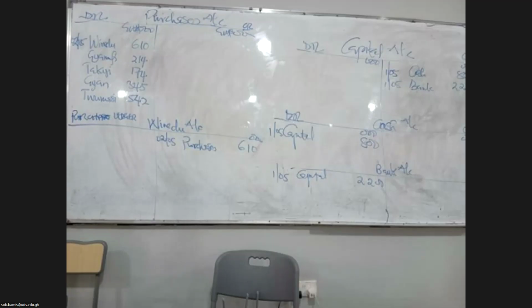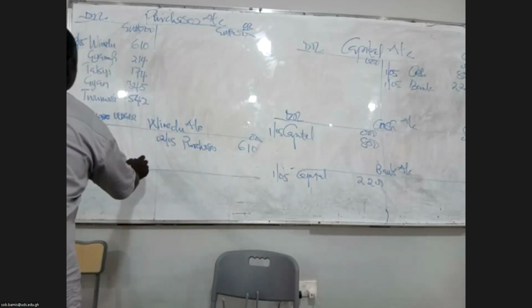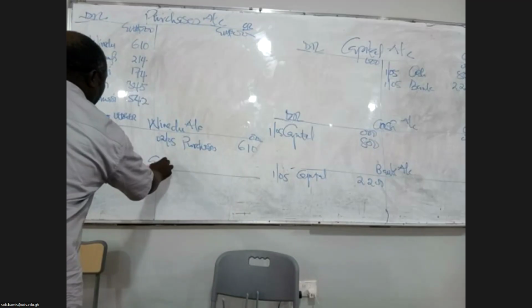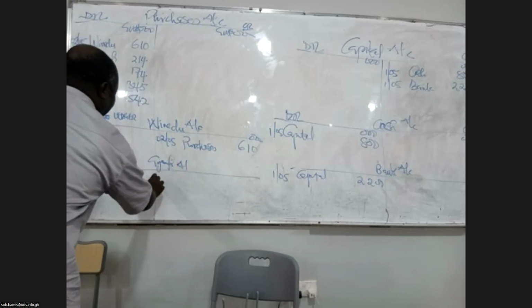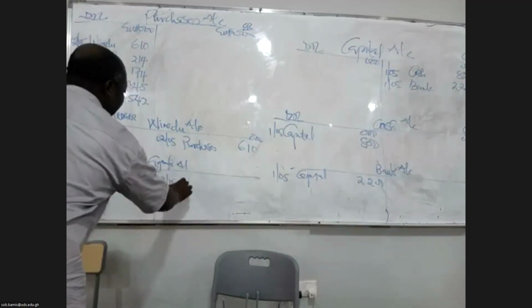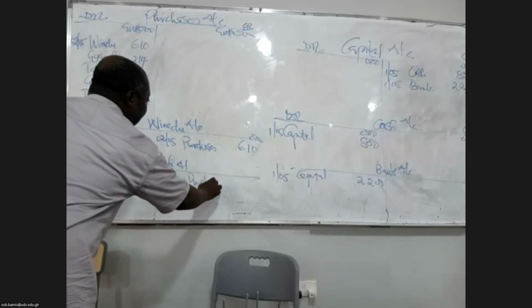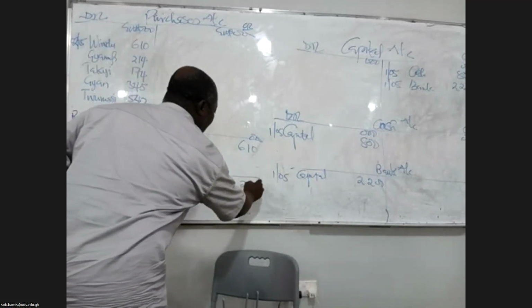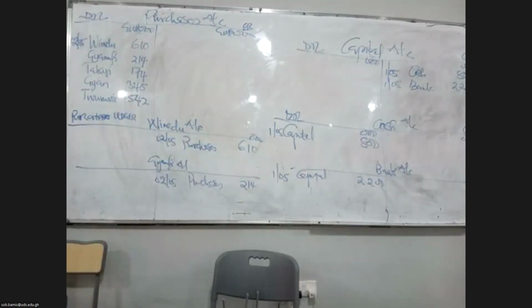So now we have JV. You open JV's account like this. JV's account on the 2nd of May, purchases, how much is it? 214. So please do the rest so that we can continue. If you are done, let me know. Yes, my dear.